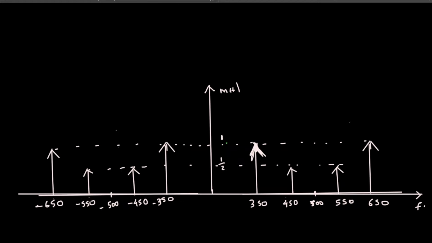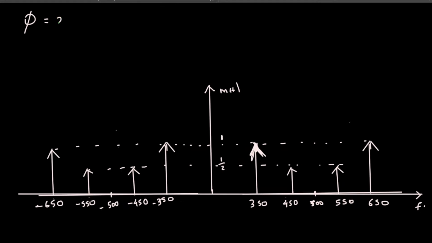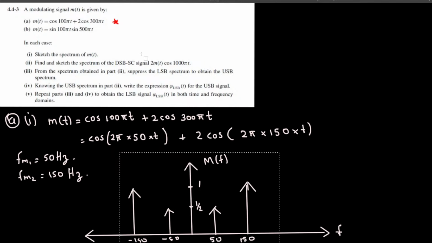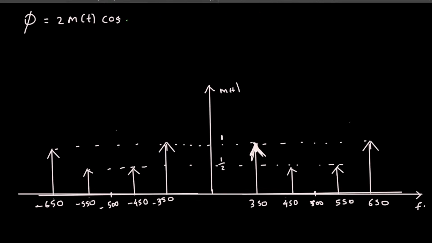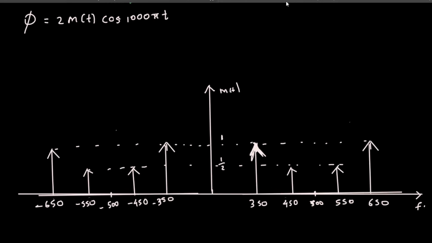Now if you want to find the expression, then we just plug into the given equation. Here you see this is given by 2 m of t cos 1000 π t. Then here what we do is we just plug in the m of t value, that is this one. We are just dealing with the first one, so plug that one here.